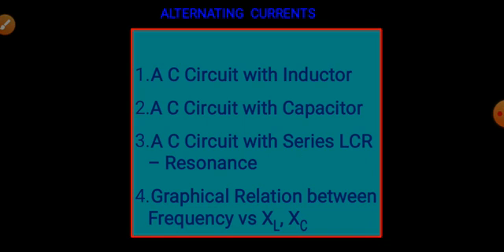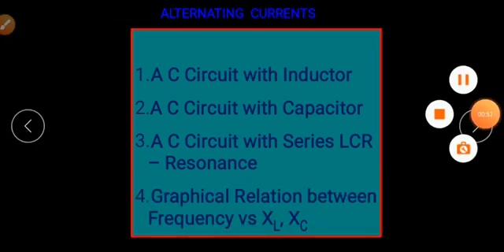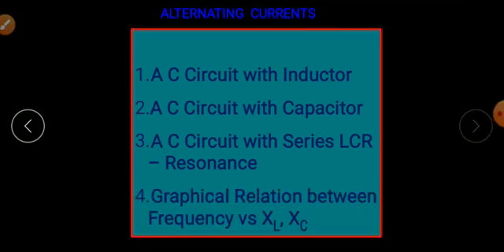So let's start. AC circuit with inductor. Let an alternating EMF given by E equal to E naught sine omega t be applied across a pure coil of inductance L as shown in this figure.